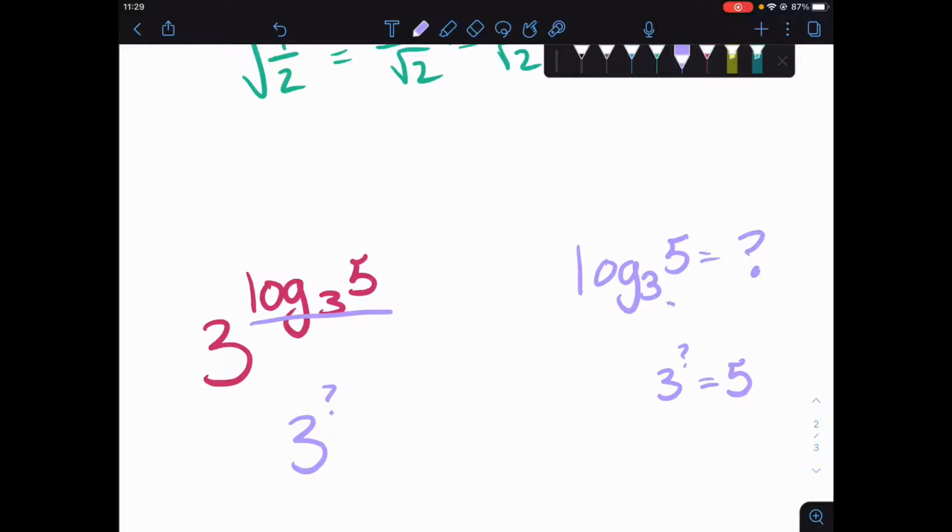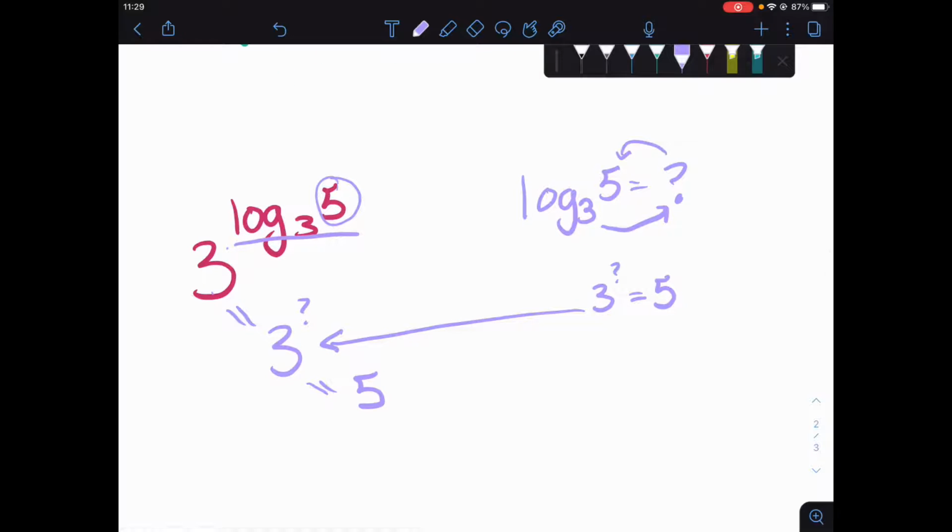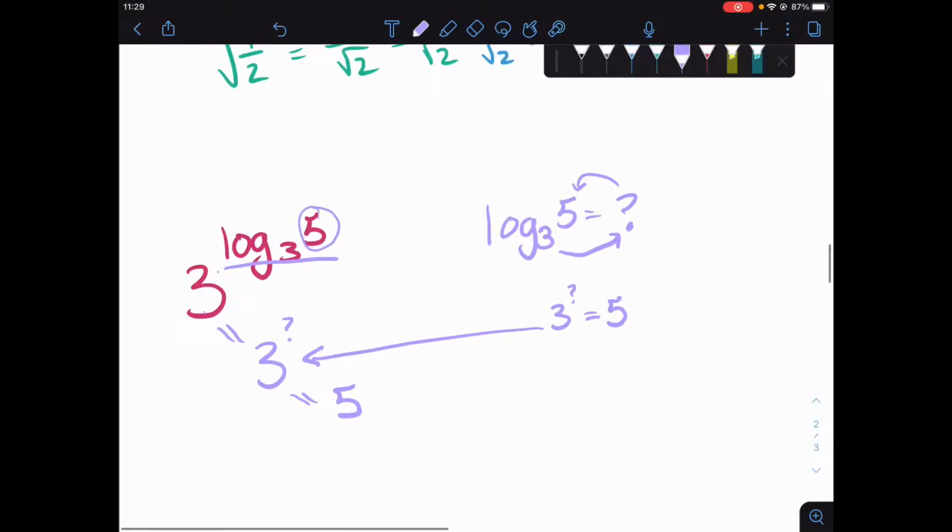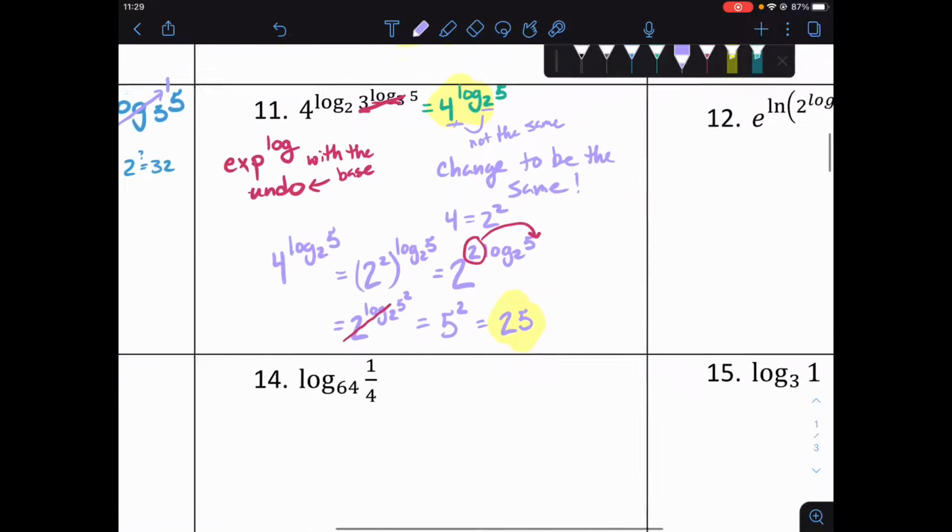That's what our circle says. 3 to the power question mark equals 5. So that means that this, which is equal to this, is just 5. That's sort of why they cancel each other out. Our log tells us the exponent that gives us 5. Then we're putting that in the exponent of 3. So we're just going to get 5 back. Right.